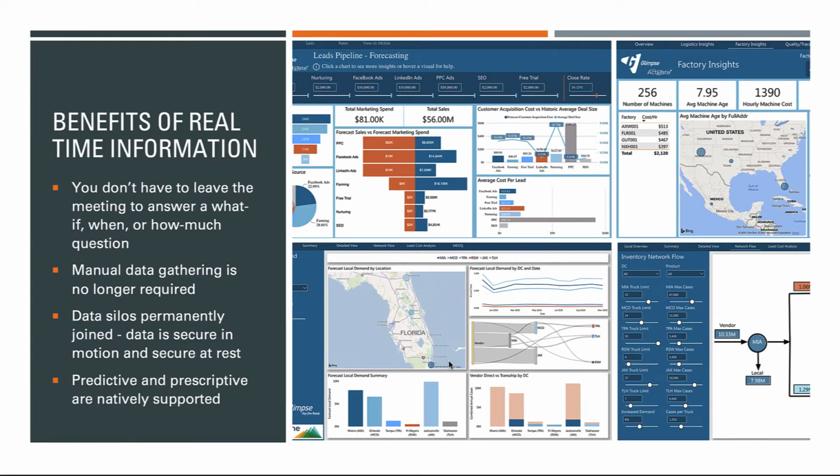The benefits of the real-time information is that you don't have to leave the meeting if somebody says, well, what if sales are down? Or what if we close that warehouse? Or what if our transshipment costs are higher? These questions can all be answered using sliders in your scenario modeling. Manual data gathering is obviated, no longer required. We'll pull the data in live, we'll bring it in, we'll span all your silos. We don't have to build a data lake or a data warehouse to make this work. We do all that for you. Predictive and prescriptive modeling are built in.